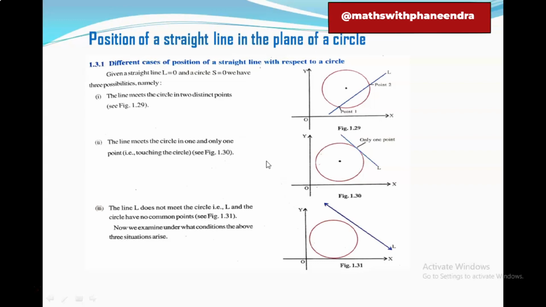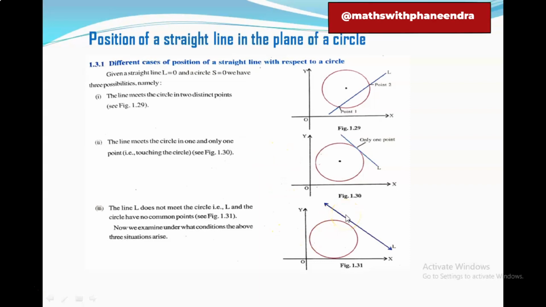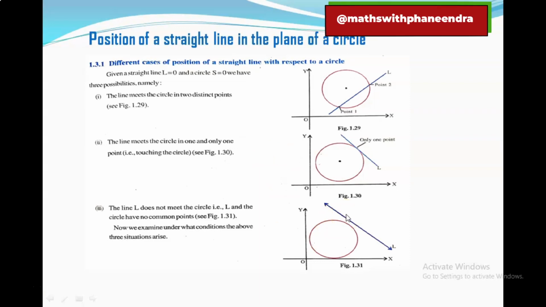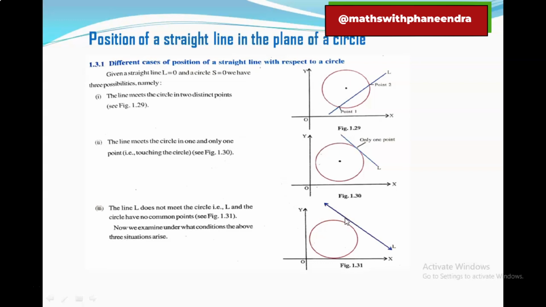One is the line meets the circle in two distinct points, that is the first case, and the line meets the circle in one and only one point, that means the line touching the circle. Third case, the line does not meet the circle, that means L and the circle have no common points. Now we will take one circle equation and one line equation and we are going to find the conditions accordingly.